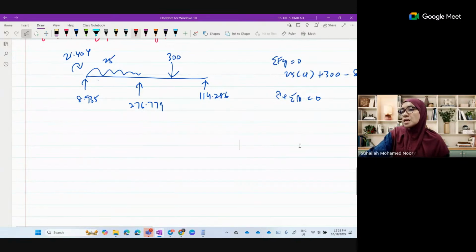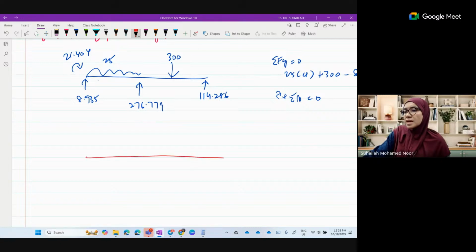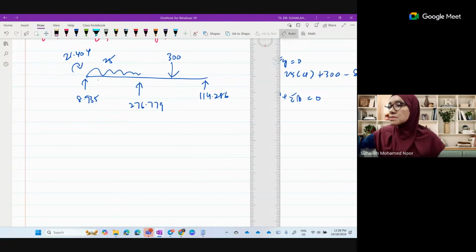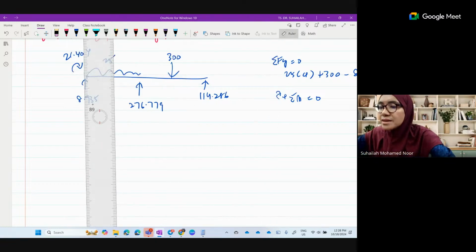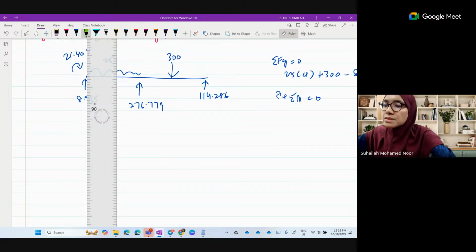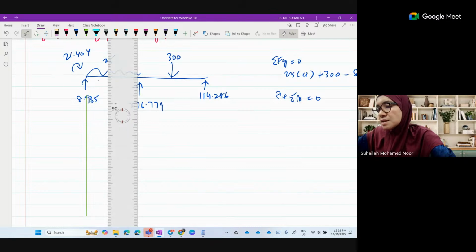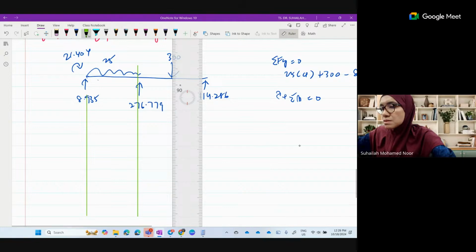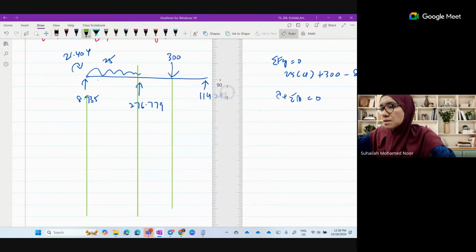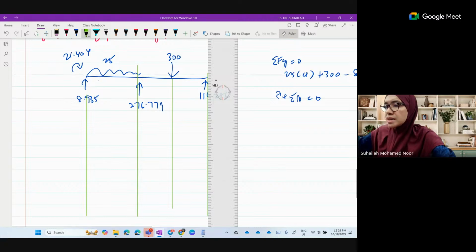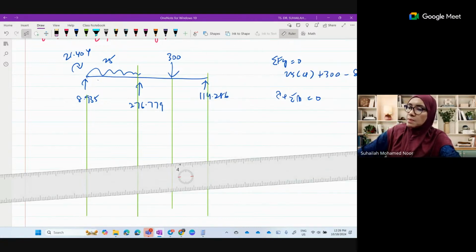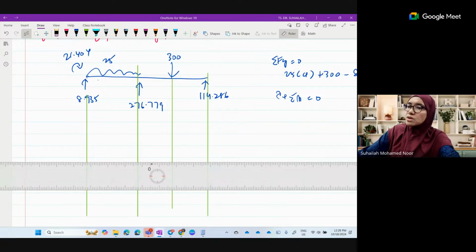Okay, shear force diagram. Look at the shear. Okay, so kat sini dia ada dot dia kat sini. Dah boleh turun pergi kelas Jumaat ni. Nak pergi makan tu, nak gerak dah.